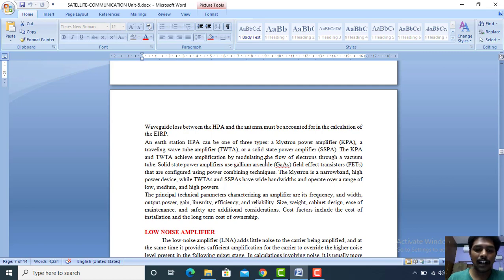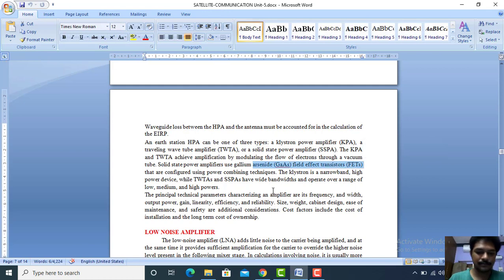These achieve the amplification by modulating the control of flow, whereas these amplifiers are made in terms of using gallium arsenide and field effect transistors. Okay, these are solid state power amplifiers. These are made with the help of gallium arsenide and field effect transistors configured with combining techniques. So the Klystron is operating with narrow band high power devices.